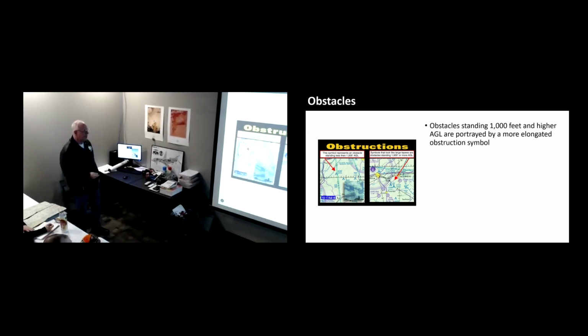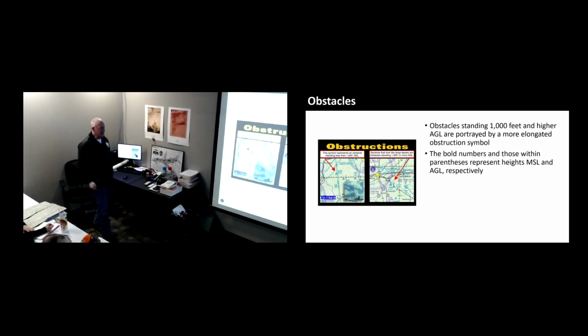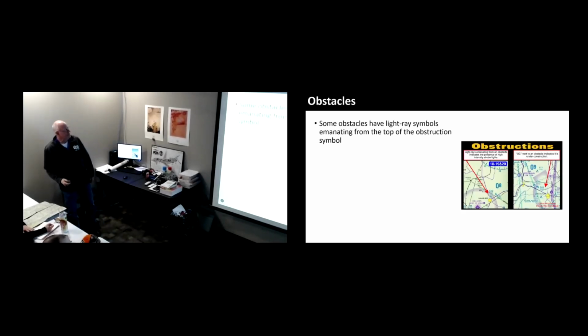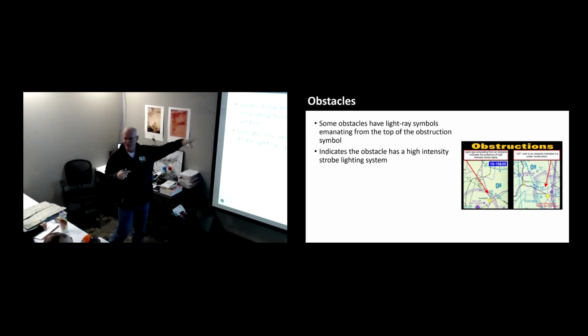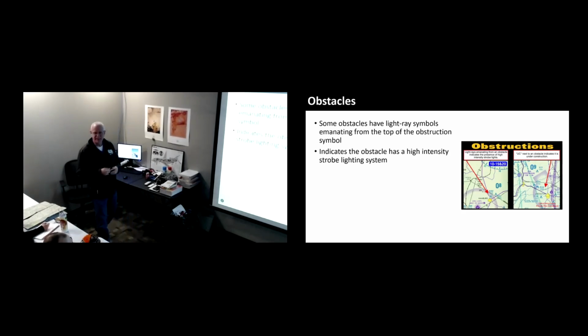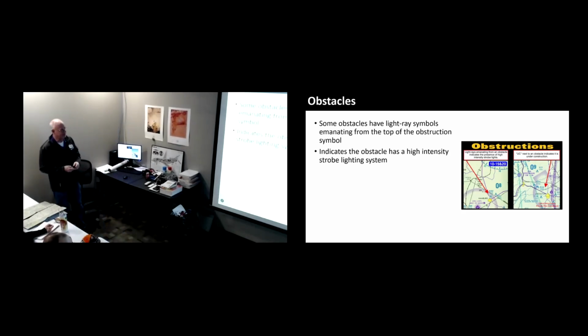Okay, and you can see on this particular one where they've got the arrow on the right side, you see the emission, the rays, right? That means that on the top of that obstacle is lighting, typically strobe lighting that goes along with that obstacle. So now you know if you're flying at night, you're not only looking at the map, you've got some indication, you know that you're gonna be looking for some of those higher obstacles with the flashing lights.